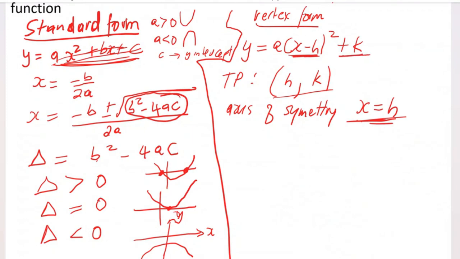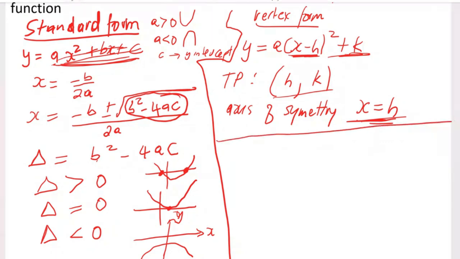Be careful. Your k does not represent your y-intercept. Okay, so don't make that misconception and think this also represents the turning point. No, it is the y-coordinate of your turning point. Okay, what is another form?